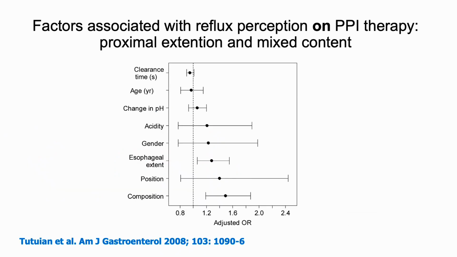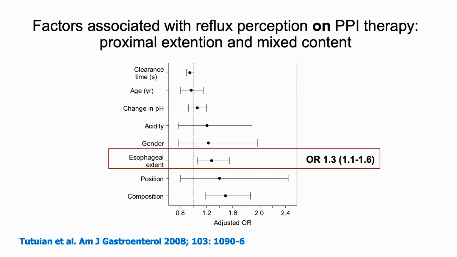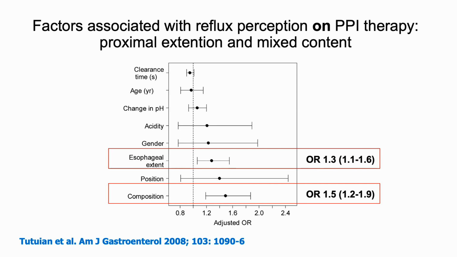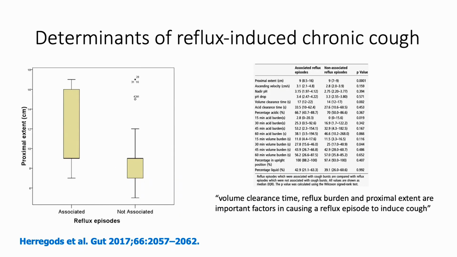We, on the other hand, also analyzed the characteristics of symptomatic and asymptomatic reflux episodes in patients who were referred or investigated on PPI therapy. And among the factors that we analyzed, we identified esophageal extent, meaning the higher they got, the more likely they were symptomatic, and the composition, meaning mixed reflux episodes were more likely to be symptomatic compared to liquid-only reflux episodes, although we have to admit that the odds ratios here are rather discrete, on the 1.3 to 1.5 side.